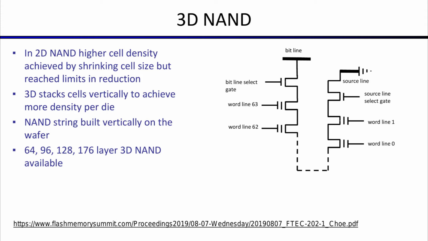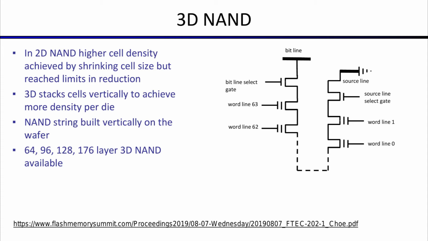The NAND string now is built vertically instead of just horizontally. That allows the wafer to grow up vertically, and you achieve more density because you just get the third dimension to be used now. 64, 96, 128, and these layers have been coming up close to 176 layers now that are available, and that's where the state of the technology is at this point.